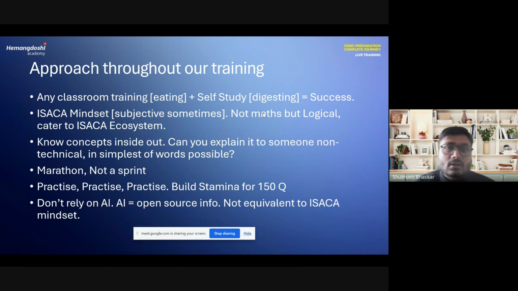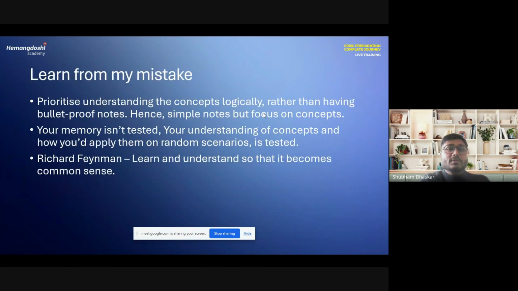Our training, if you're reading Hemang Doshi sir's Udemy course, their book, all are aligned to the ISACA mindset. So whenever you're going to put any information in AI, you have to tell it that that's the information. Now help me with this, right? AI is not equivalent to the ISACA mindset. It's just open source info that's been heavily trained on, and it correlates data. So, right, what mistake did I do?